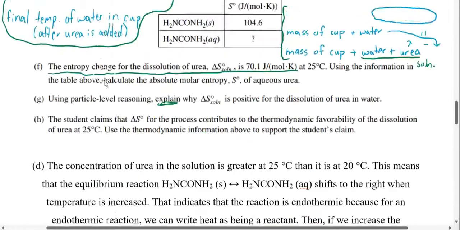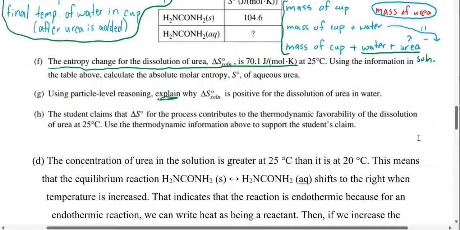And then lastly, part H asks, the student claims that delta S for the process contributes to the thermodynamic favorability of the dissolution of urea at 25 degrees Celsius. Use the thermodynamic information above to support the student's claim. Okay, so basically we have to support this claim that the delta S contributes to the thermodynamic favorability of this process, and we need to use the thermodynamic information provided to support that.